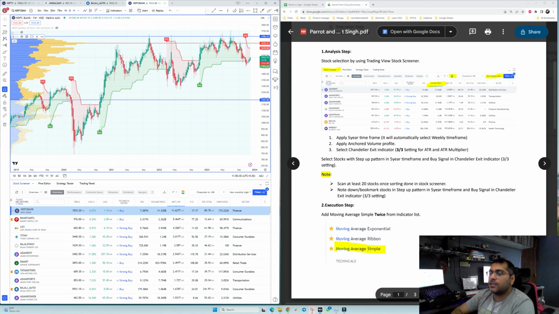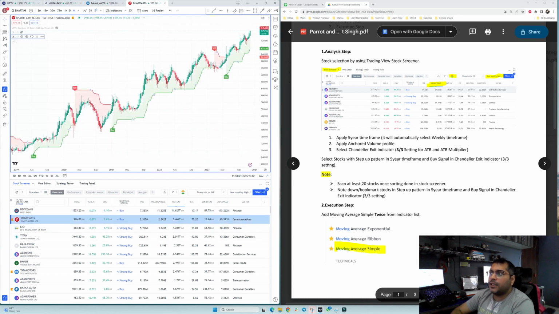Let's quickly check the stocks one by one. This is the HDFC Bank stock. I clicked on it. So first of all, this is a D pattern as the stock lies between the upper and lower band of the anchored volume profile, and also the CE indicator shows as sell. So we would skip it.